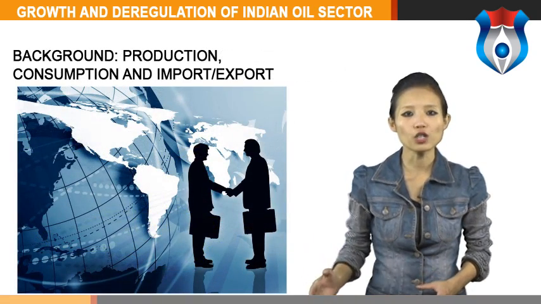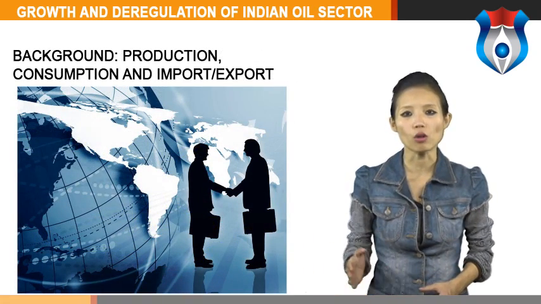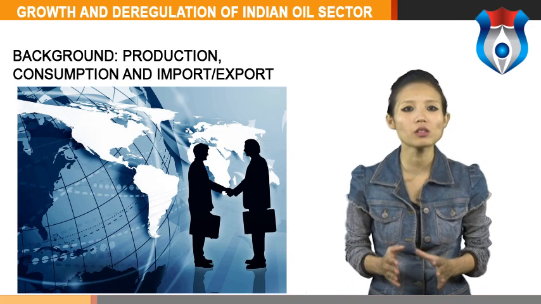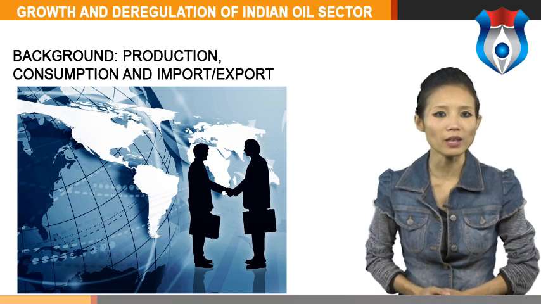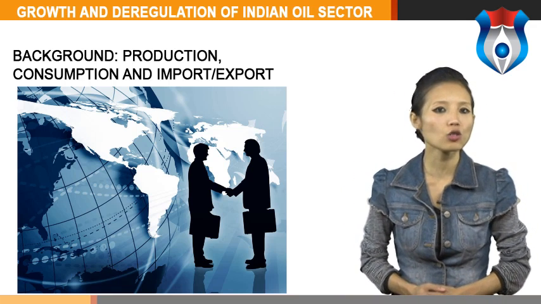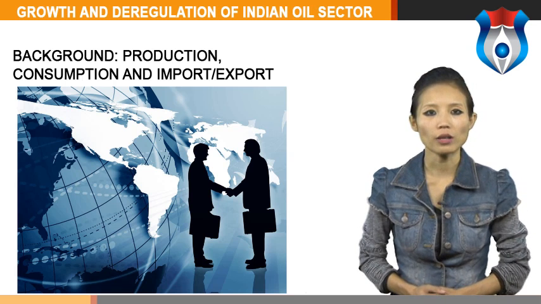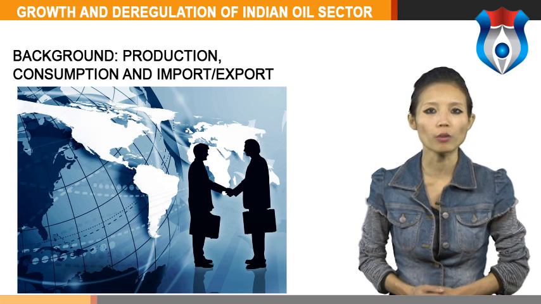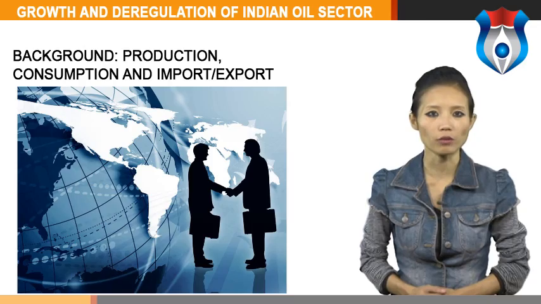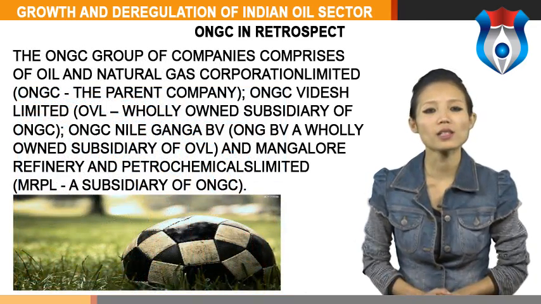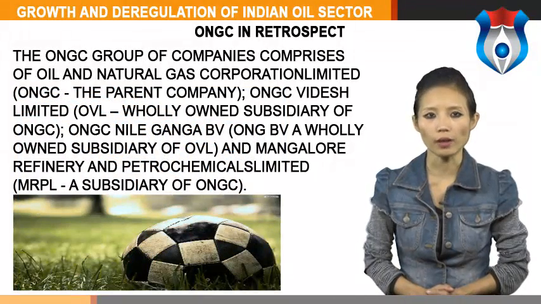Background: production, consumption and import or export. The total annual sales of all POL products by the industry in India has been estimated to be approximately 1,480 lakhs metric tons during economic year 2011-12. Let us now discuss the ONGC in retrospect.